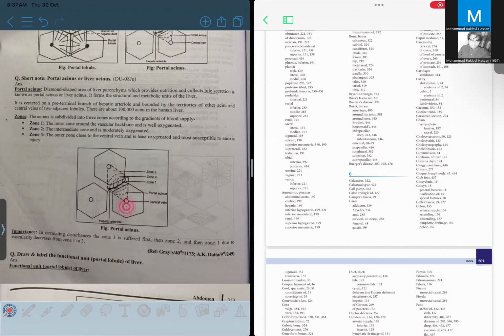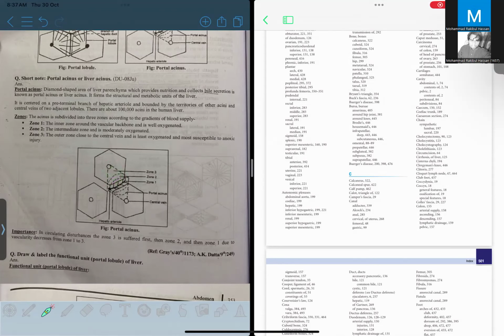Central veins of two adjacent lobules and territories of other acini. There are about 1 lakh acini in the human liver. The acinus is subdivided into three zones according to the gradients of blood supply: zone 1, zone 2, zone 3.